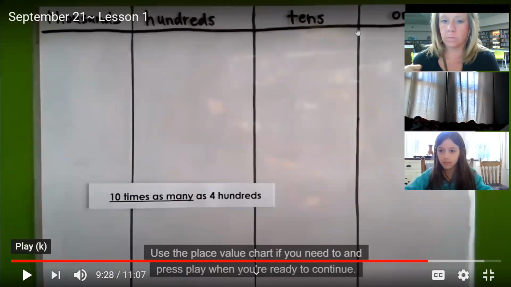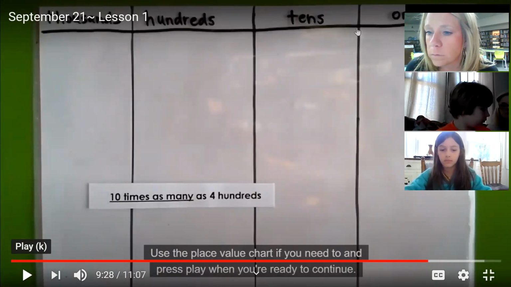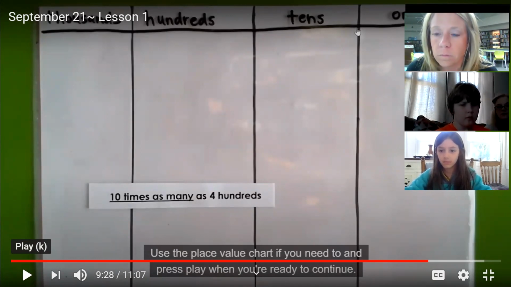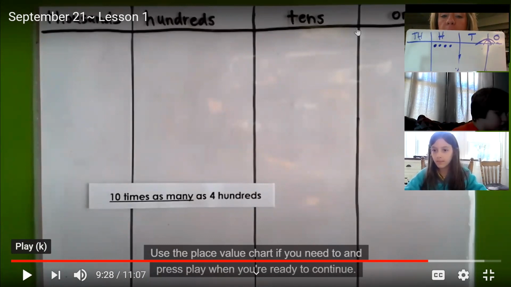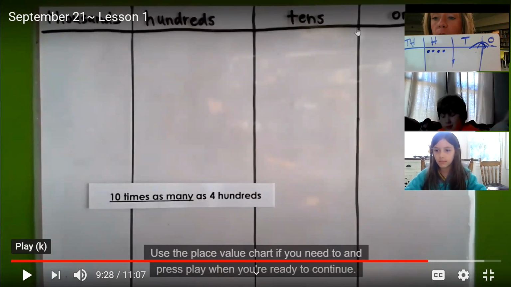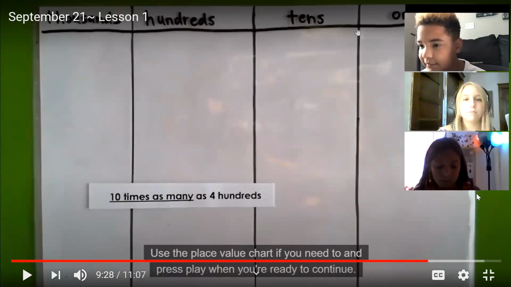So we know we need how many hundreds? If you know, you can unmute yourself and say how many hundreds. Look at the statement here. How many hundreds are we going to start with? Anyone? 4. So I have my 4 dots in my hundreds place. Now, how will I show 10 times as many as this? What am I going to add on? Ten each row. Very good, Trace.